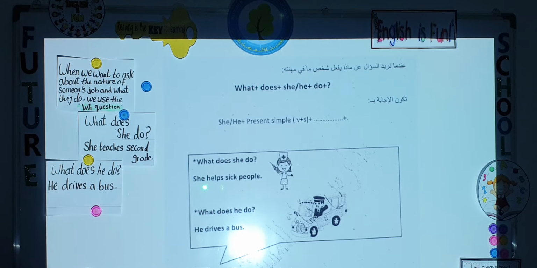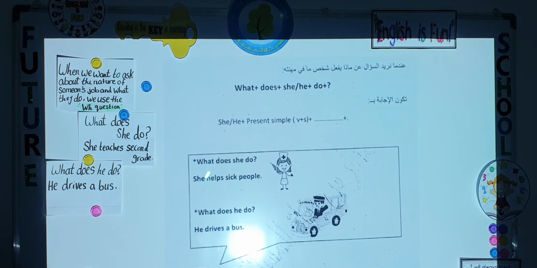Now the answer is, she helps. She helps. S, S, S. You add to the verb S. She helps sick people. للتذكير, if you don't know the meaning of sick, sick means مريض. She helps sick people. بتساعد الناس المرضى. This is the nature of her job. This is what she does. She helps sick people. Now, let's move to the second example.